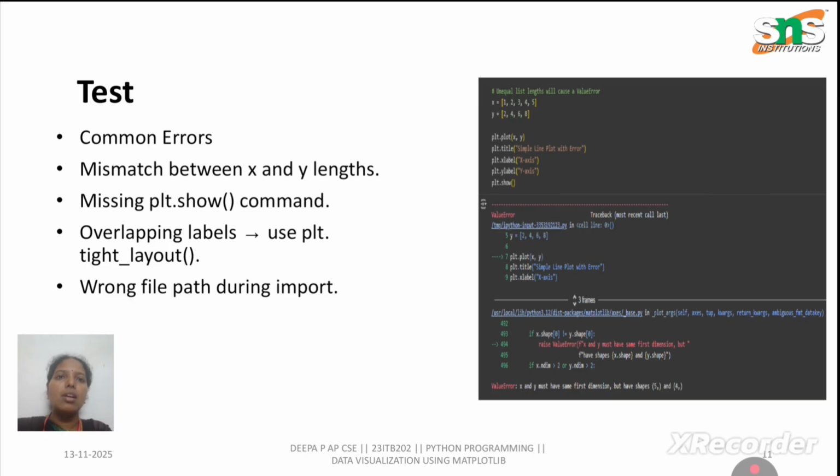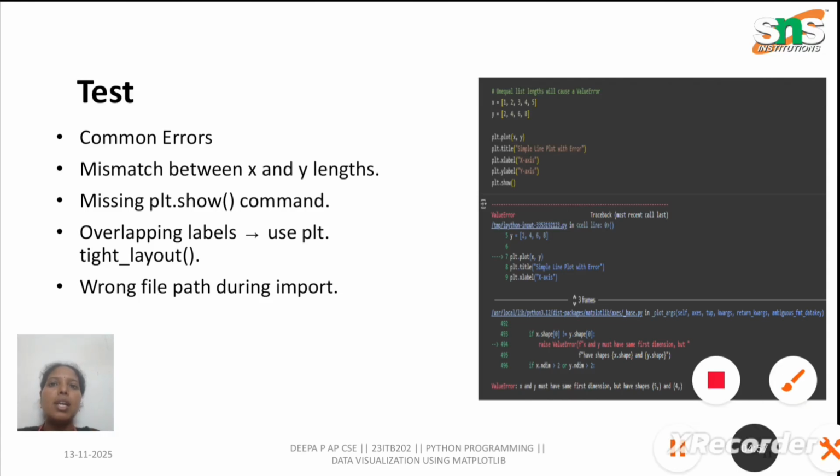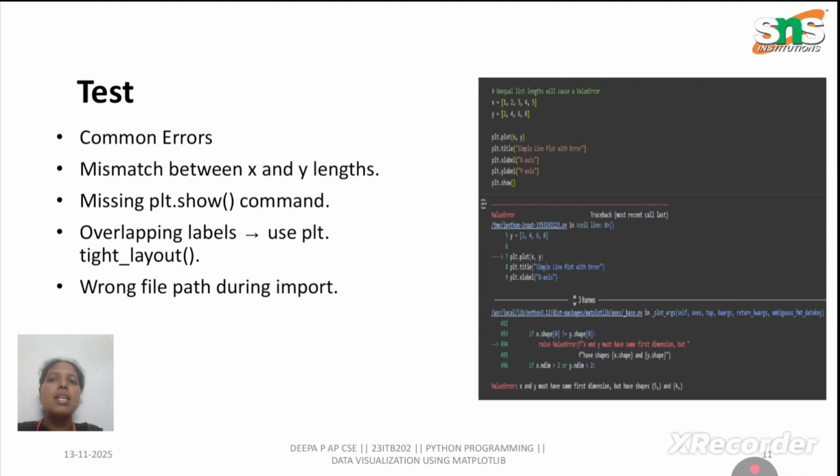Then the test part evaluates and improves the visualizations. It is the final step of the evaluation. We ask if the chart is easy to understand. Do labels and titles explain the data clearly? Should we change the color, style, or chart type? Does the visualization help decision making? Testing ensures that the visualization is meaningful and user friendly.